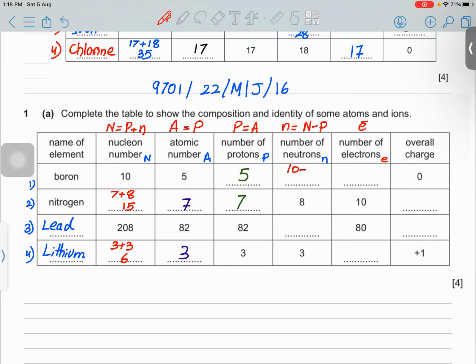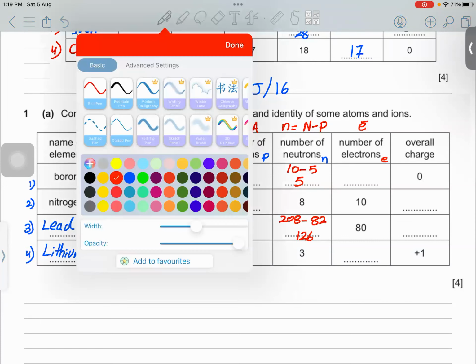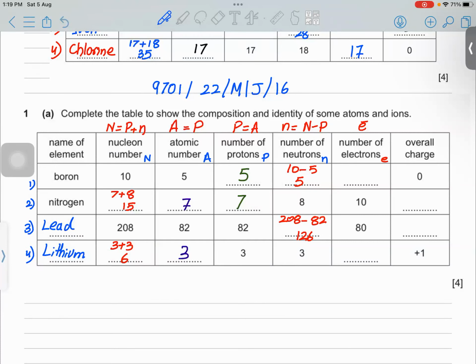Very good. 10 minus 5 is 5. And for the lead? 126. So 208 minus 82 is 126. Yes, Isa, number of electrons? For boron, there are 5 electrons. And for lithium, there are 2.